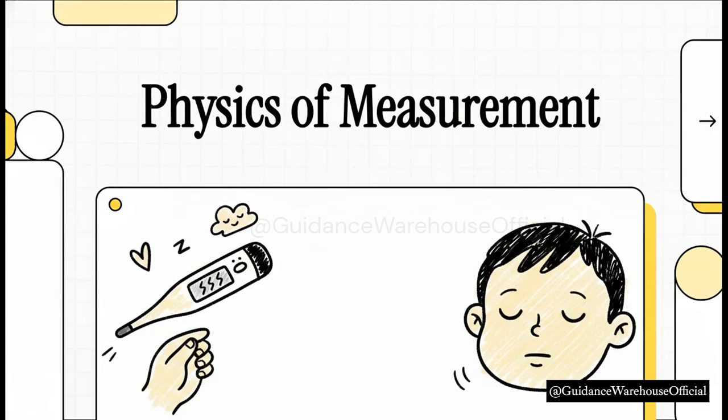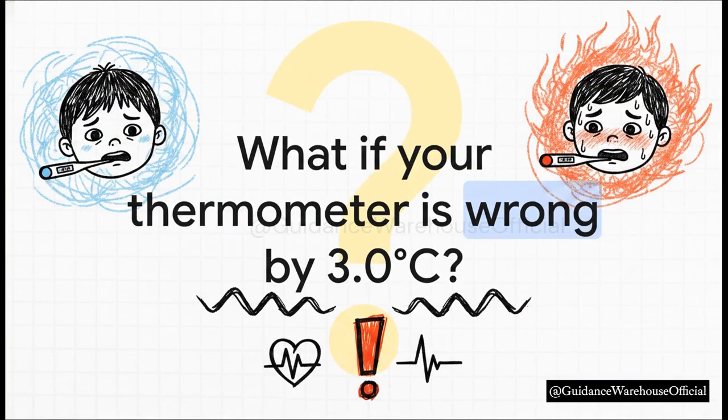Imagine you're taking care of a sick child. You check their temperature with a standard thermometer, and the screen pops up with a completely normal 37.0 degrees Celsius. You breathe a huge sigh of relief, right? But what if I told you that specific thermometer has an uncertainty of 3.0 degrees?